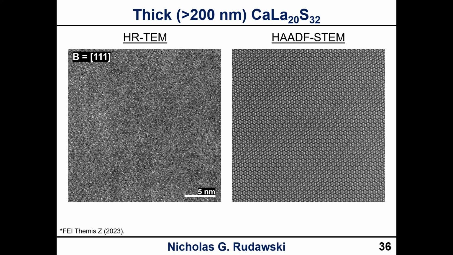The problem with high-res TEM is that even if you do have good zone axis alignment, you're going to have a ton of problems from chromatic aberration, as well as Bragg scattering being suppressed. It's not going to give you good lattice detail, and that's exactly what we're seeing here on the left. But if we switch to the HAADF, again, if we're well aligned with the zone axis, we can actually see some very good detail.